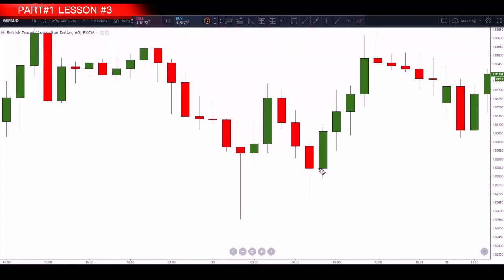The bullish version would be represented by the green candle. Of course, we have the open, the low, the high, and the close of a bullish hour of price action here on our 60-minute chart.